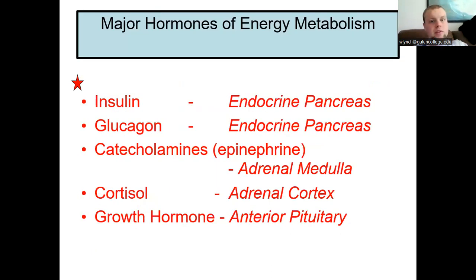All right, major hormones of energy metabolism. Here we get back into the endocrine nature of things. We have the pancreas ones, insulin and glucagon, right? Insulin is going to be secreted at times of fed state, glucagon during times of fasting. We have catecholamines. Basically, epinephrine is the important one here when we talk about energy metabolism. This is going to come from the adrenal medulla. We have cortisol, which is coming from the fasciculata cells of the adrenal cortex, and we have growth hormone from the anterior pituitary.